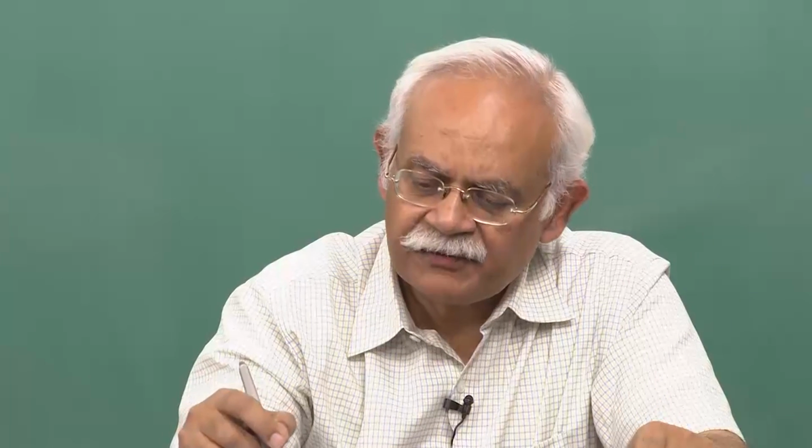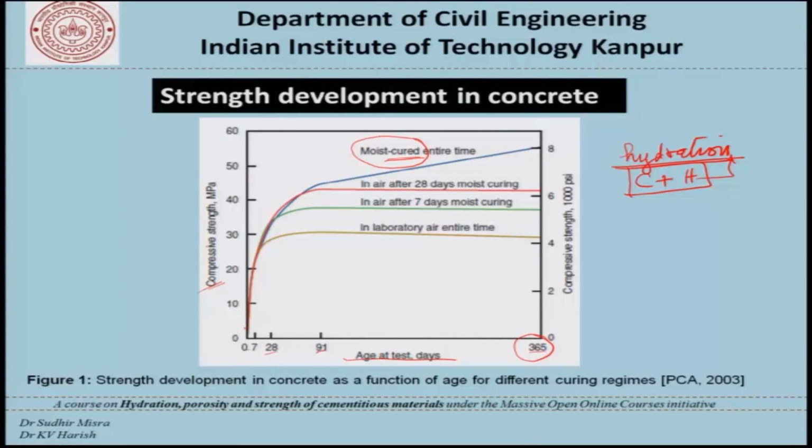Now, depending on the kind of curing that is carried out, that is how careful we are in terms of maintaining those conditions for curing, the kind of strength development that we see could be very different. So here we have a situation where we are talking about concrete being cured in the laboratory, in the air at entire time. We have in air after 7 days of moist curing, 28 days of moist curing, and so on. So we see that, well, depending on when we take the concrete out from the curing tank and leave it in air, the ultimate strength that we get could be different.